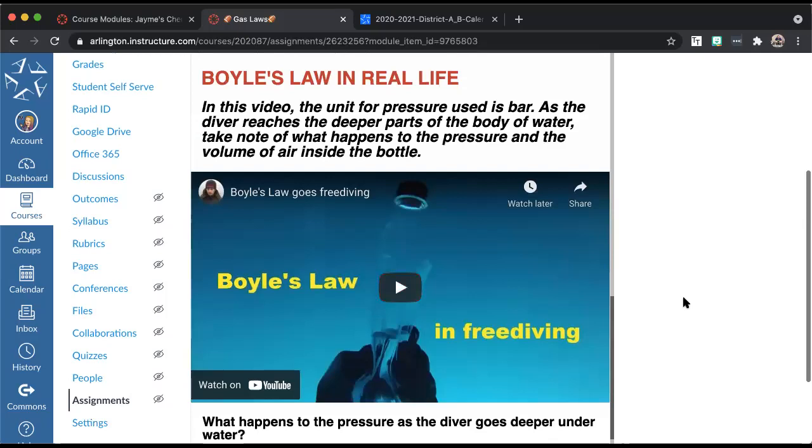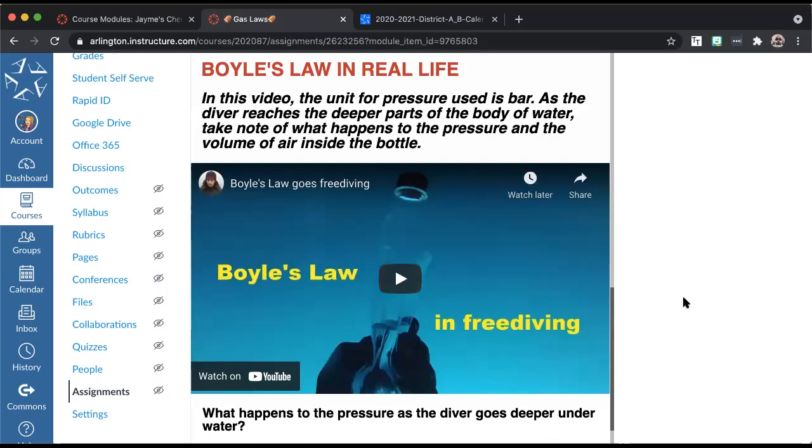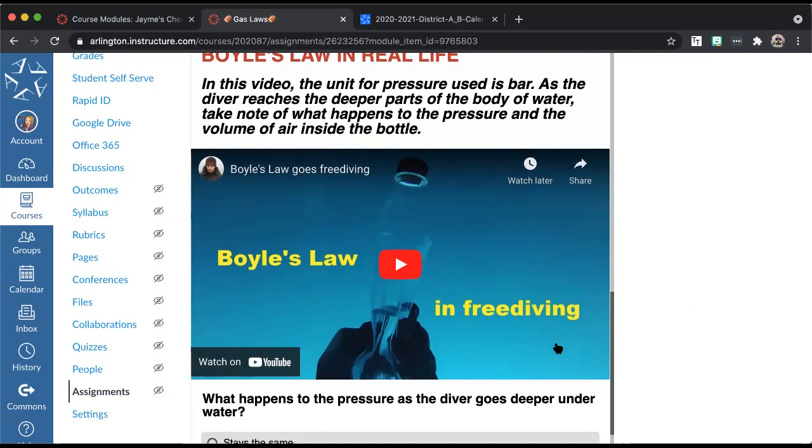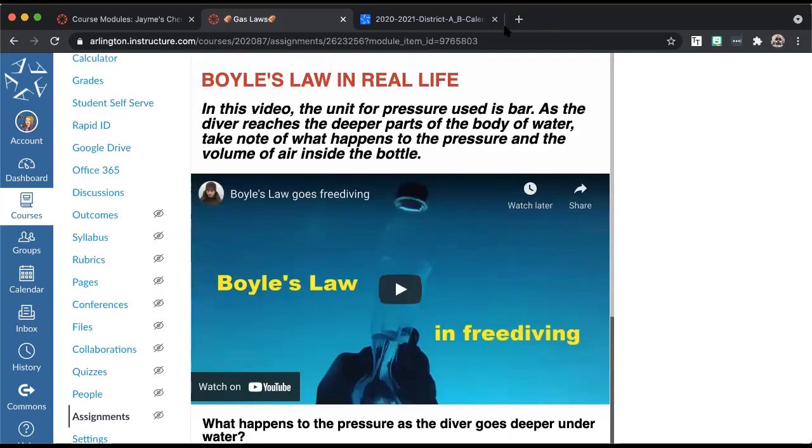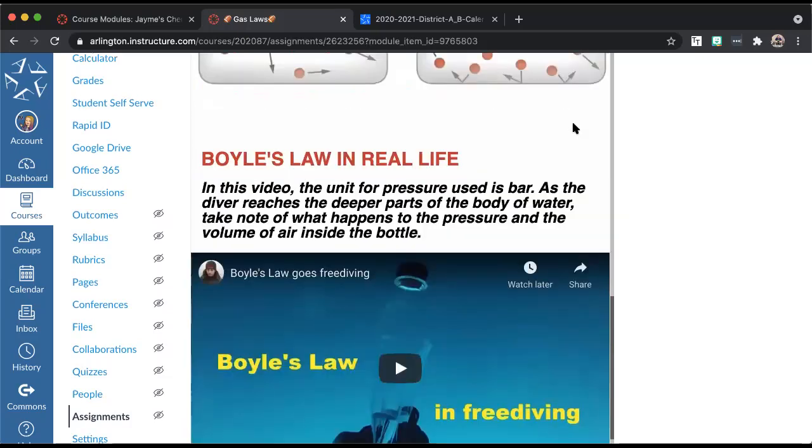And then there's also another video down here that kind of shows how this applies in real life. And so, free diving, people that dive without necessarily having certain equipment. This applies because as you go down in the water, the pressure is going to increase. And so that affects the volumes, especially like the air in your lungs. And so they're going to show you, using a bottle, what happens to the volume as the pressure increases and decreases. And so that same thing is going to be happening in your lungs and things where there's air inside your body.